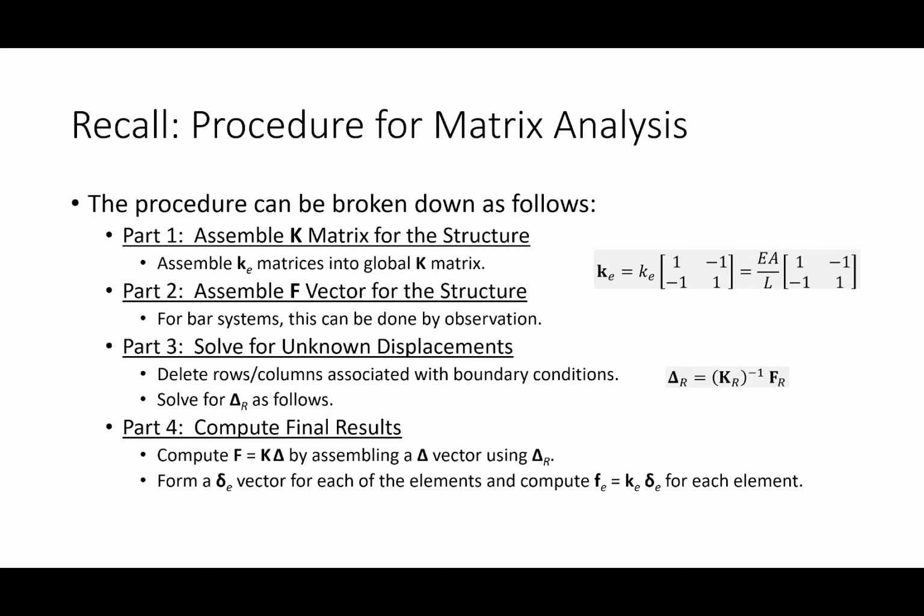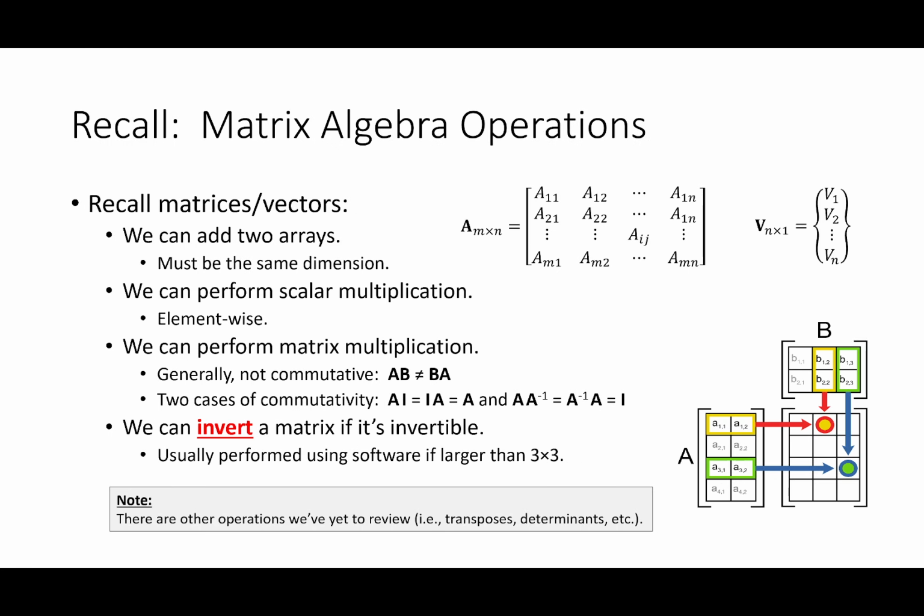We're going to do this thing called assembly, which we've already talked about a little bit, where we assemble the stiffness matrices for each of the elements into a big stiffness matrix for the whole system. And then we're going to write a force vector for the whole system. What we haven't yet talked about is how to solve for unknown displacements and then what we do to compute final results. That part is pretty straightforward, but it does require a little bit of matrix algebra.